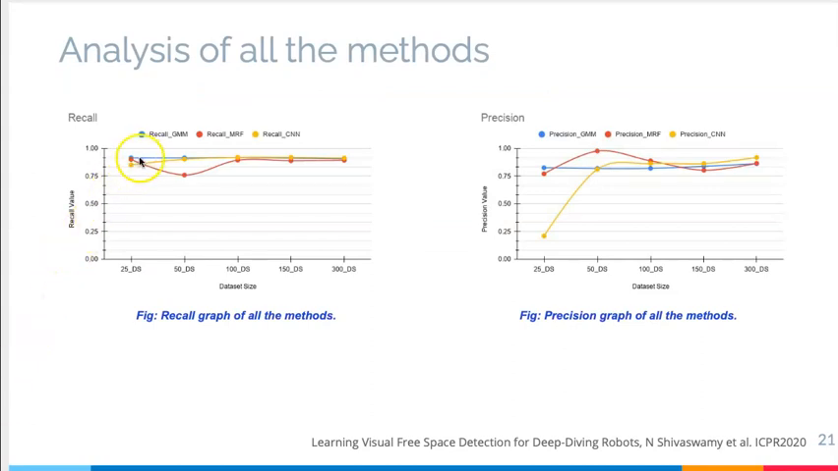We can observe that recall and precision for GMMs remain consistent. They do not show drastic improvement or poor performance. However, recall and precision for MRF is inconsistent. Sometimes it is unsatisfactory, though the dataset size is increasing. Recall and precision for CNNs show improvement as the dataset size increases.